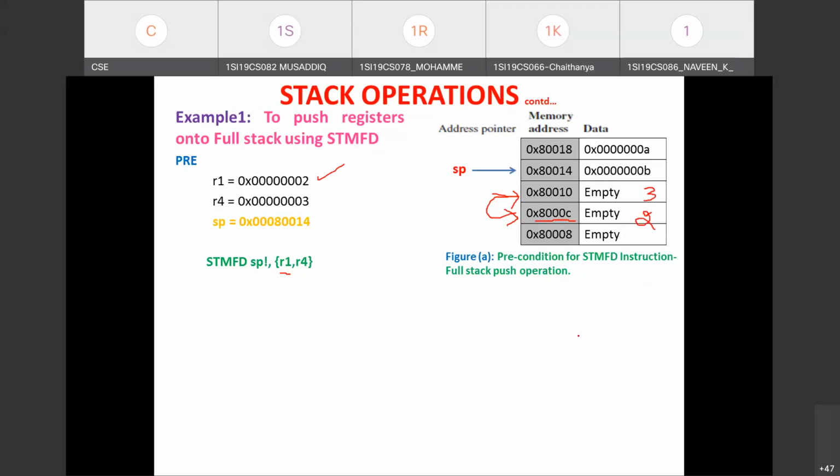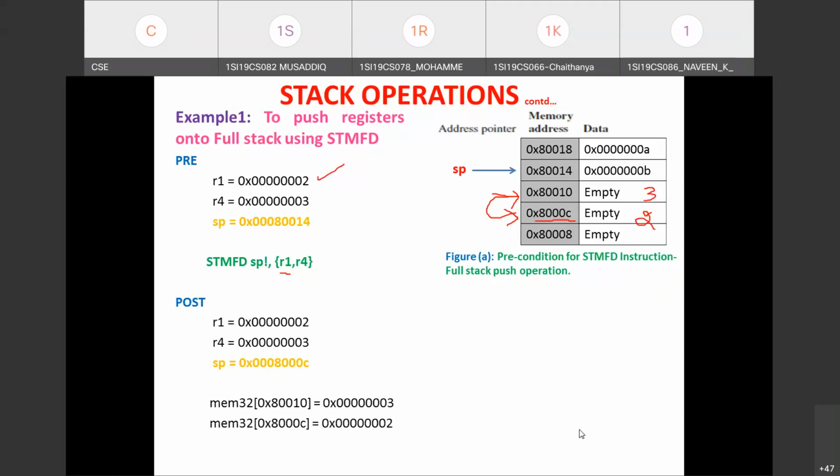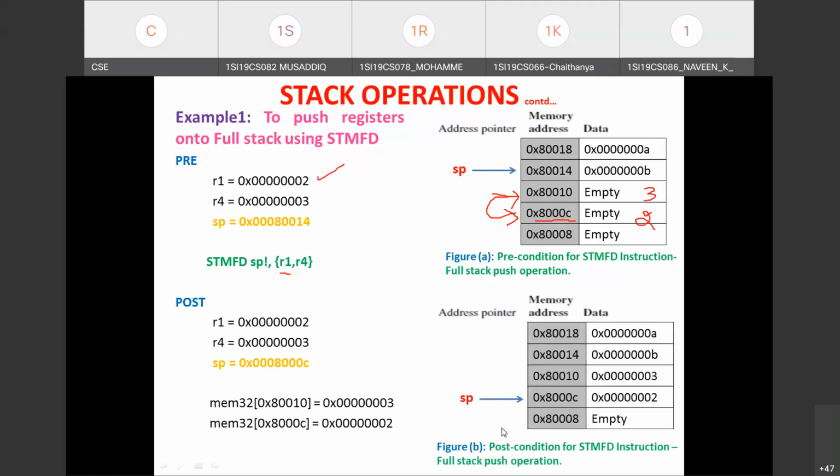Now, what is the final address held in SP? It is 800C. With the post condition, register content will not be affected since it is a push operation. Registers are the source operands. Their content will not be altered. SP is updated to 800C. The post condition diagram I have also shown here. Just say the memory content: 80010 has R4 register content and 800C has R1 register content.